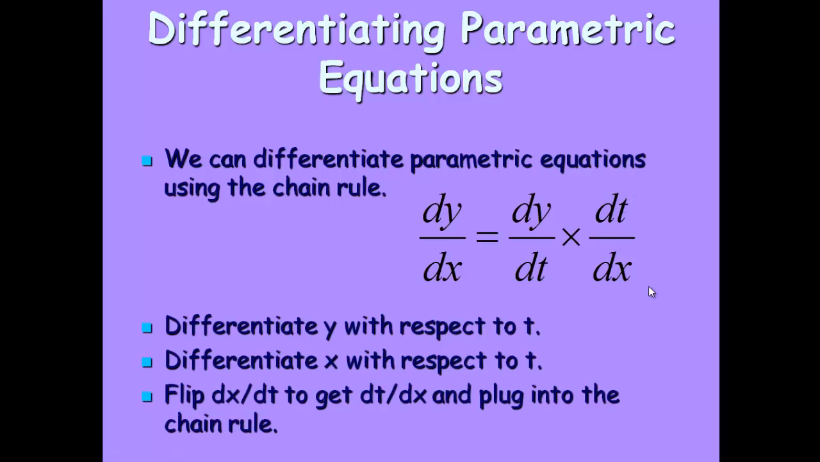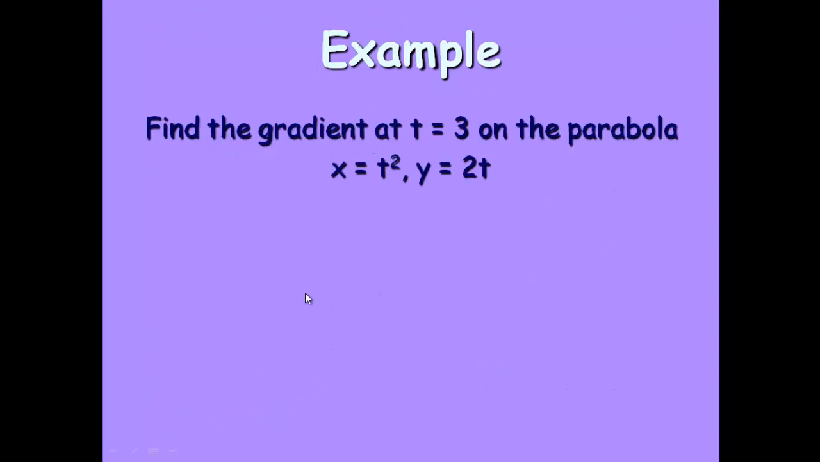Notice that the dx/dt has to be flipped to make it dt/dx. With the chaining variable, remember that these derivatives work like fractions, so we can cancel the dt's in order to get dy/dx. So you see here, part of the method is to flip the dx/dt. Let's work through an example.